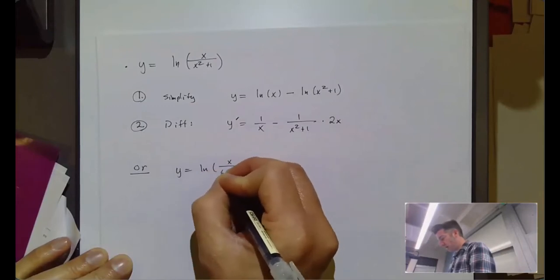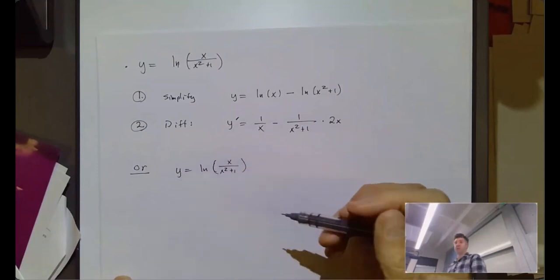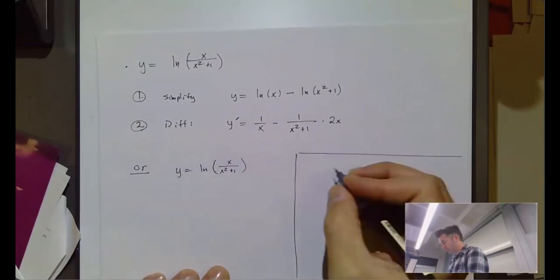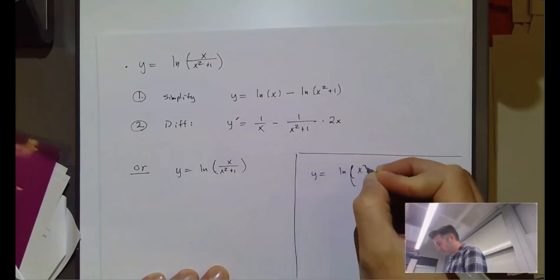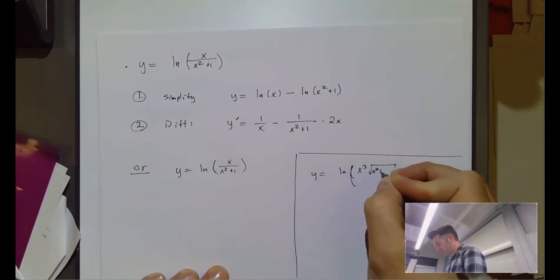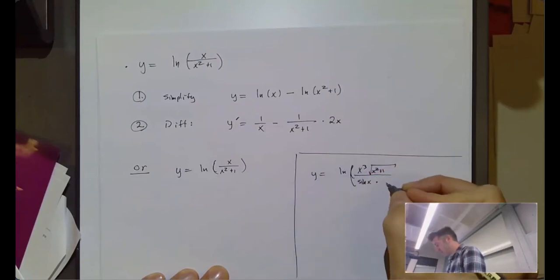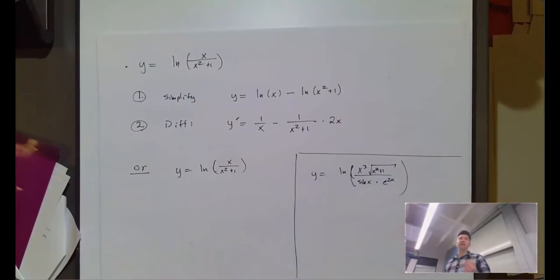Now, again, if I was writing a problem like this on a test, I would make it more terrible. I would give a problem like this: y equals the natural log of x cubed times the square root of x squared plus 1 over sine of x times, I don't know, e to the 2x, with the real strong intent that you would have to break it up into 4 different pieces.